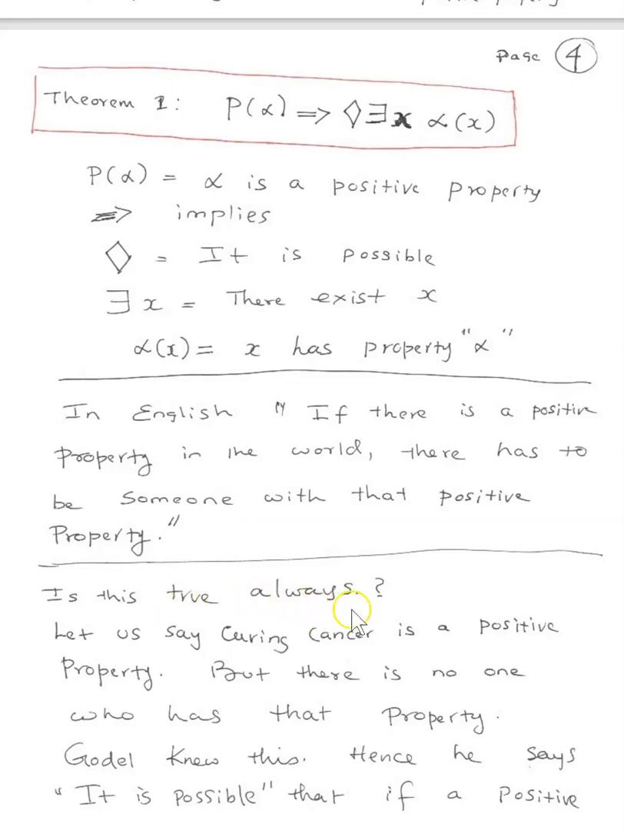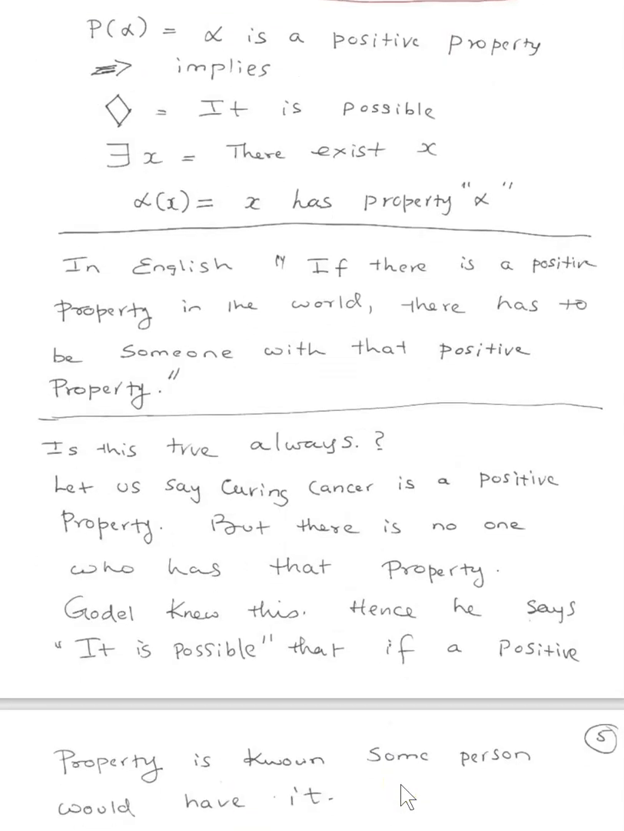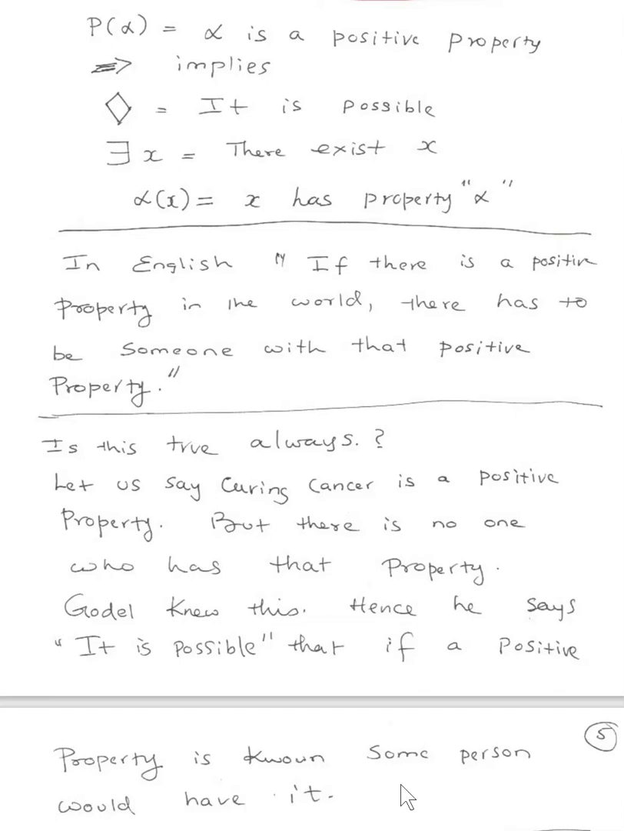But is this true always? I was thinking about this, and this is what I think. Let us say curing cancer is a positive property. Everybody agrees on that, but there is no one who has that property. No one can cure cancer. But Godel knew this: there could be positive properties that nobody has. And that's why he says it is possible. This symbol here means it is possible that someone out there could cure cancer.